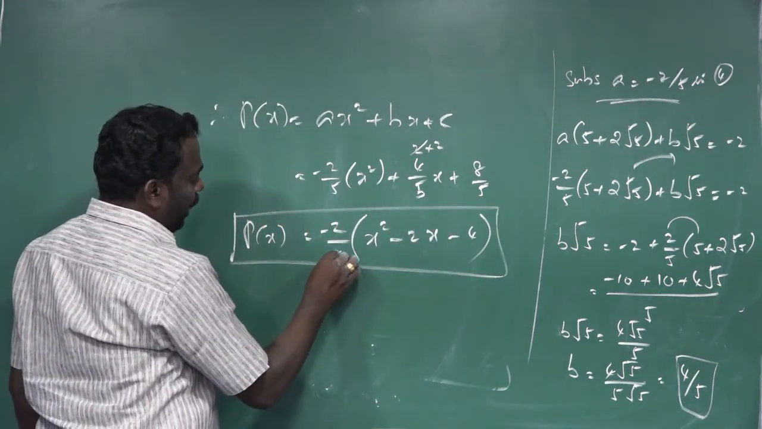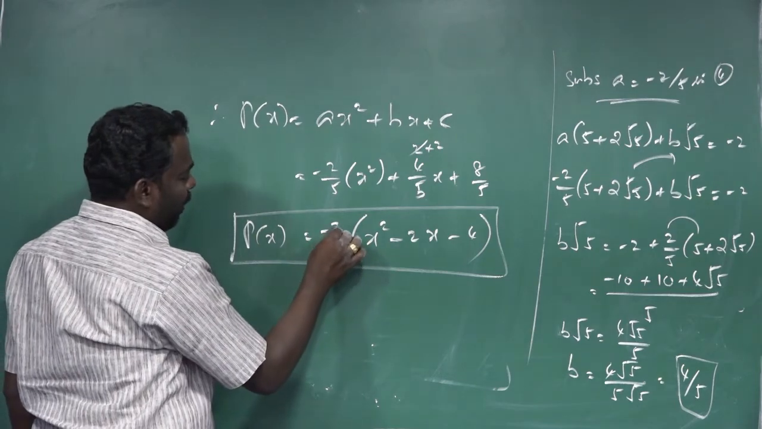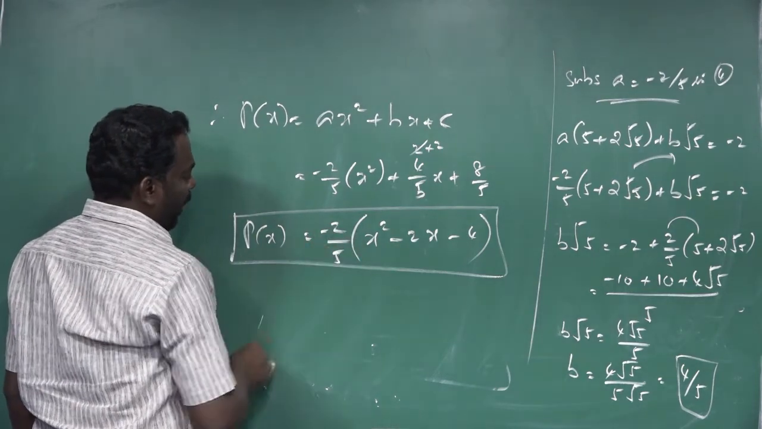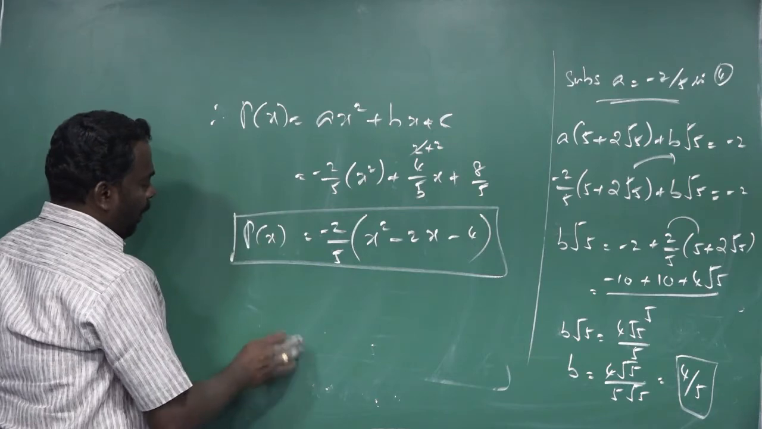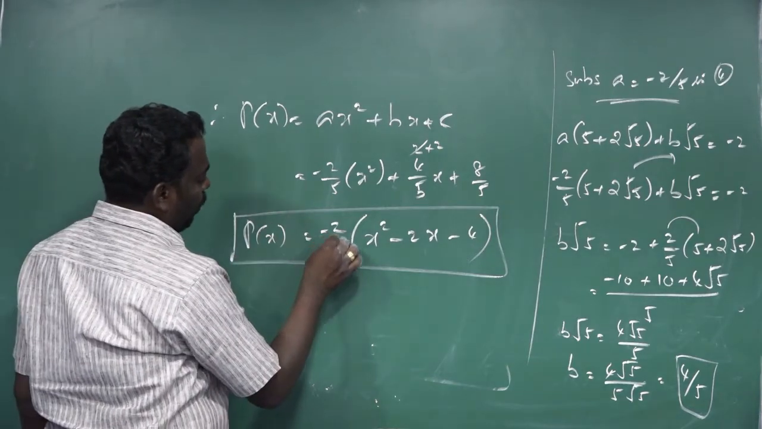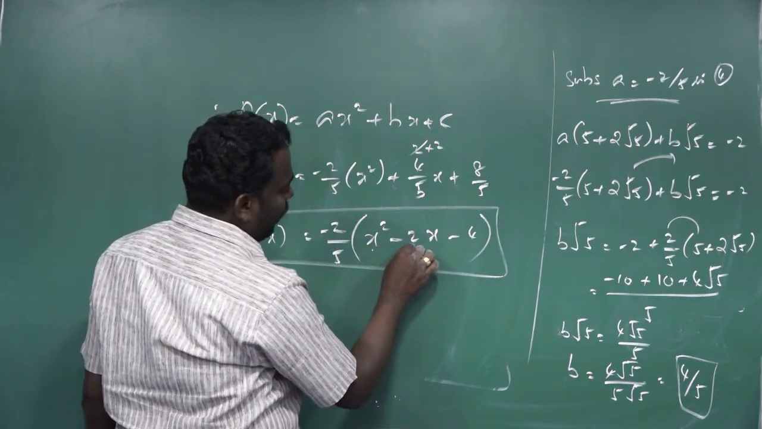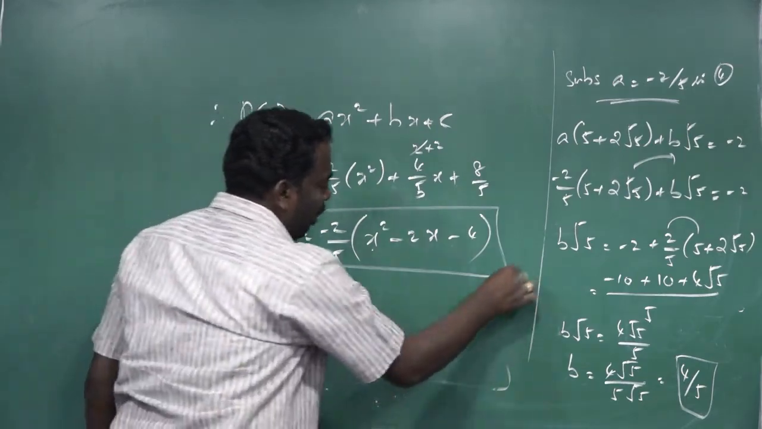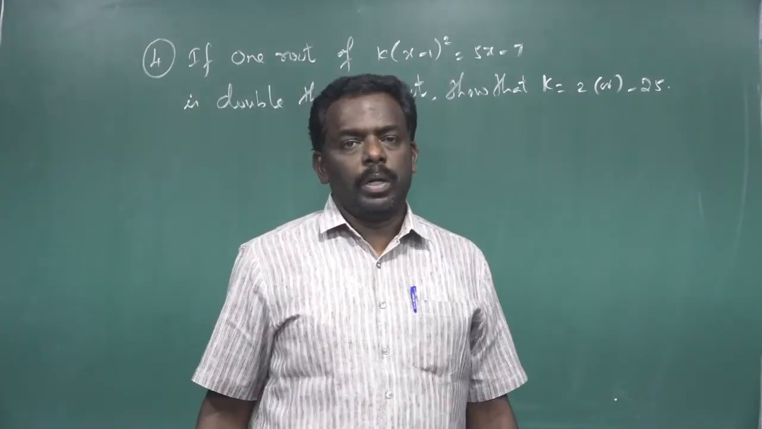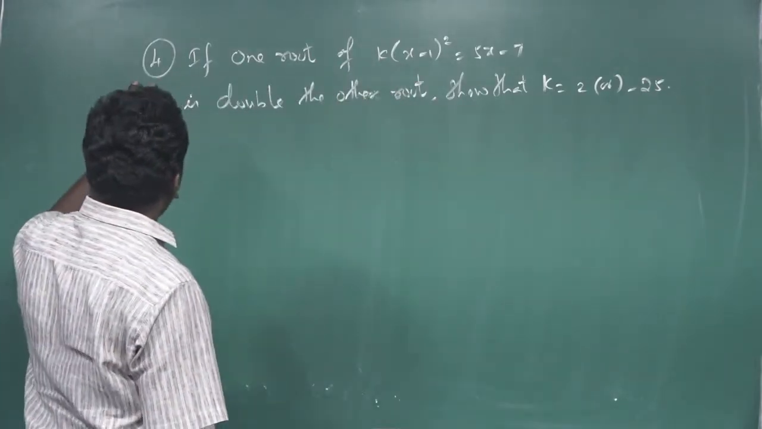Finally we obtain the quadratic polynomial p of x is equal to minus 2 by 5 x square minus 2x minus 4, and that is the final simplification. Come to the next question, number 4.